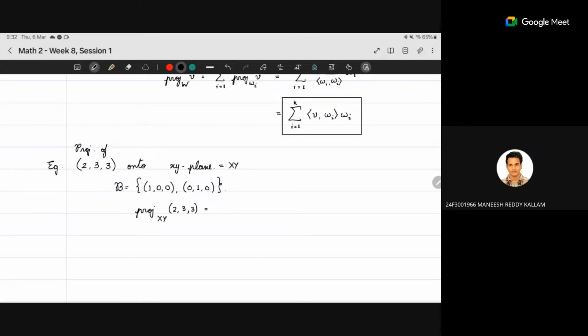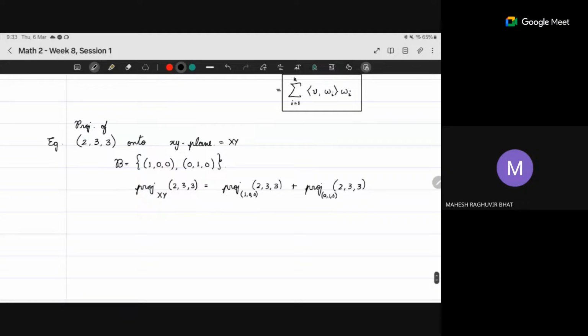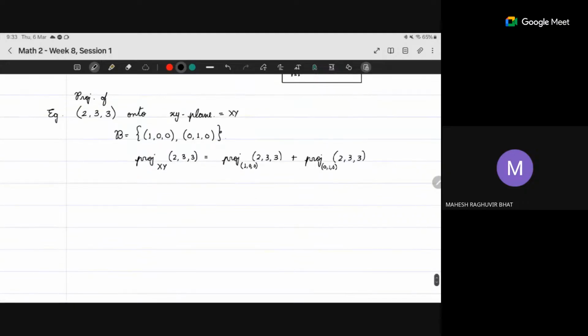This would be, can you continue? Can anyone continue? (2, 3, 0). It should be, yeah, but let's go step by step. It's the projection of (2, 3, 3) onto (1, 0, 0) plus the projection of (2, 3, 3) onto (0, 1, 0). So I take each of the basis elements of an orthogonal basis, project onto them, and sum them.